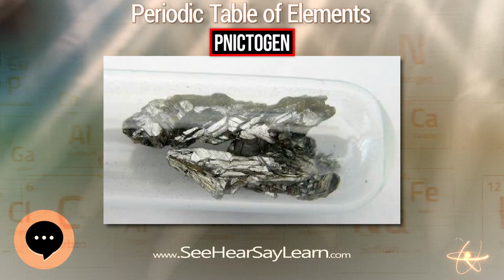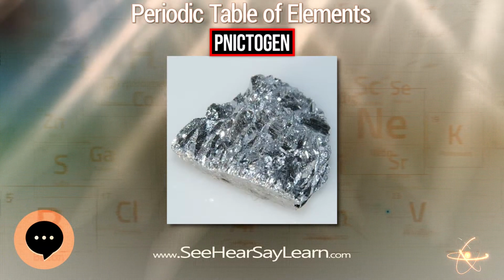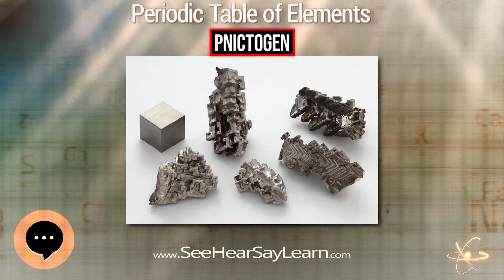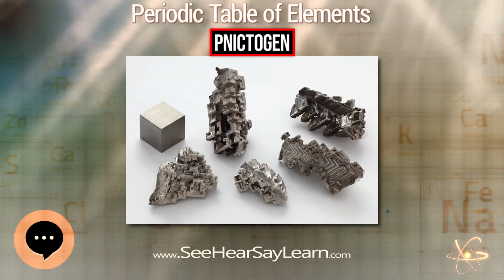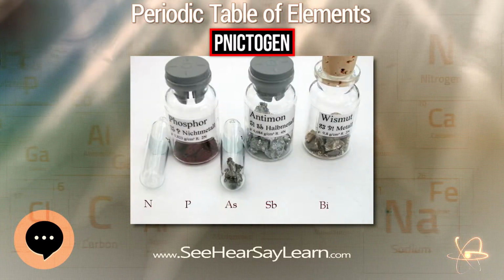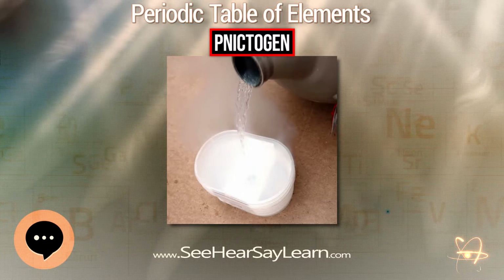The scientist Hennig Brandt first discovered phosphorus in Hamburg in 1669. Brandt produced the element by heating evaporated urine and condensing the resulting phosphorus vapor in water. Brandt initially thought that he had discovered the philosopher's stone, but eventually realized that this was not the case.